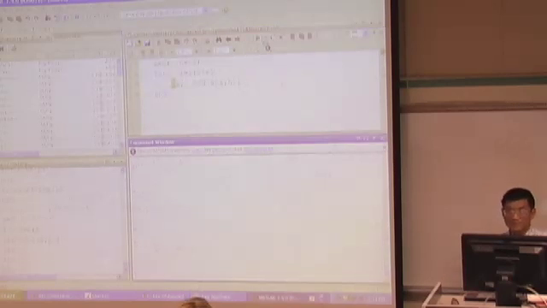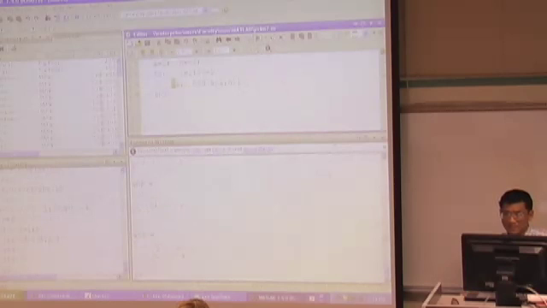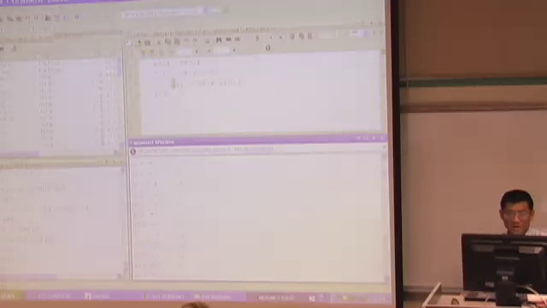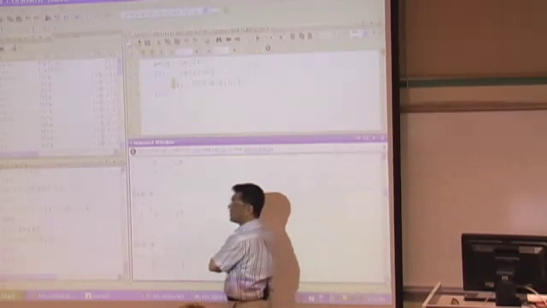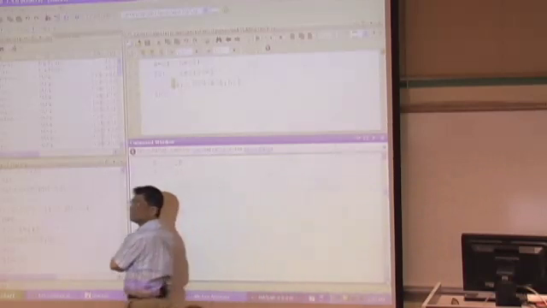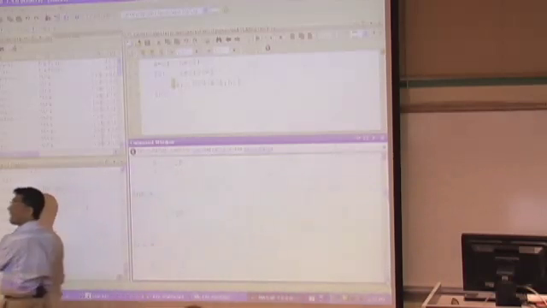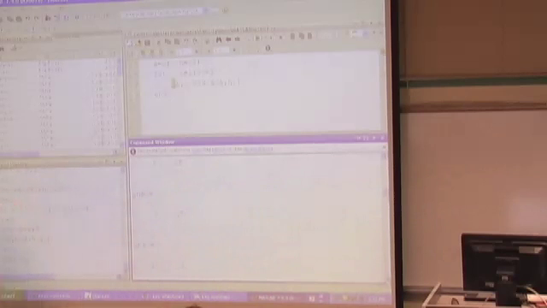Let's run it. Then, as you can see, 2 to the power of 1 is 2, 2 to the power of 2 is 4, then 8, 16, and so on up to the 10th power. So is 2 a primitive root or not? Yes or no? How many say yes? Yes, no.